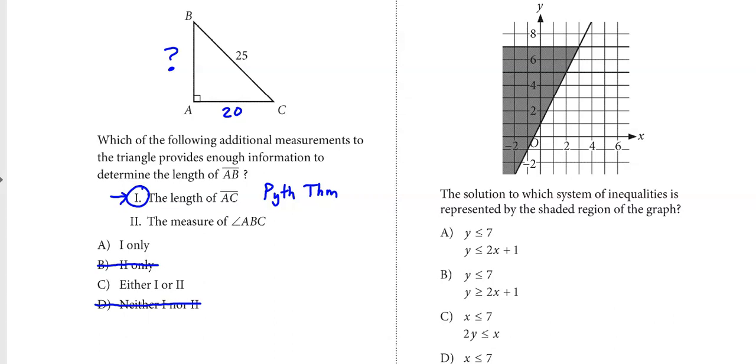Now, instead of giving me AC, what if they told me the measure of ABC? For instance, let's say they said, hey, this is 40 degrees. Could I solve this? Yes, I could solve this because I could use trigonometry. I could say, hey, the cosine, when standing on 40 degrees, is the adjacent over the hypotenuse. And I can solve that. I have 2 out of 3 pieces. So this also would work. So the correct answer here is C, either 1 or 2, not just 1 only. So that was kind of more of a trig question.